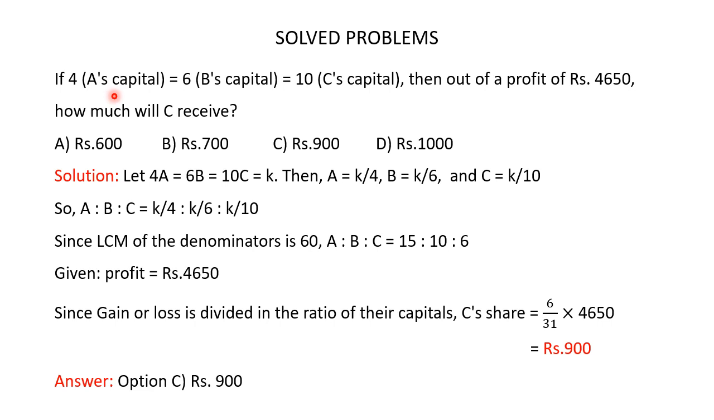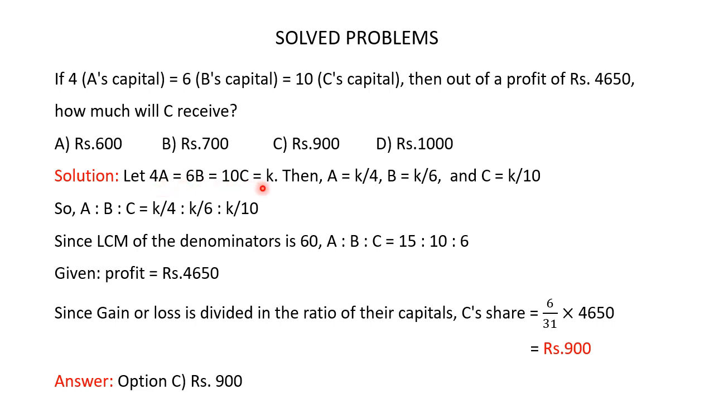If 4 times A's capital is equal to 6 times B's capital is equal to 10 times C's capital, then out of a profit of rupees 4,650, how much will C receive? You are given 4 options and you have to find out which of these options is the correct one. Now it's given that 4 times A's capital is equal to 6 times B's capital is equal to 10 times C's capital. So let 4A equals 6B equals 10C be equal to K.